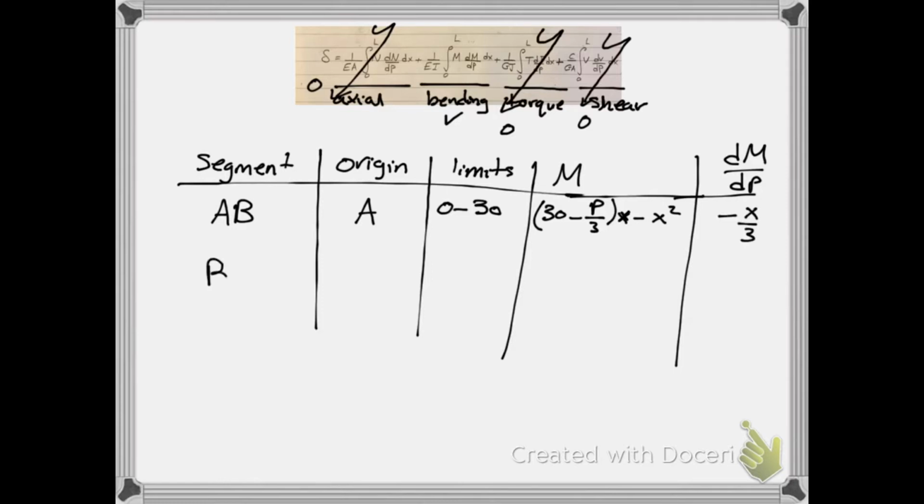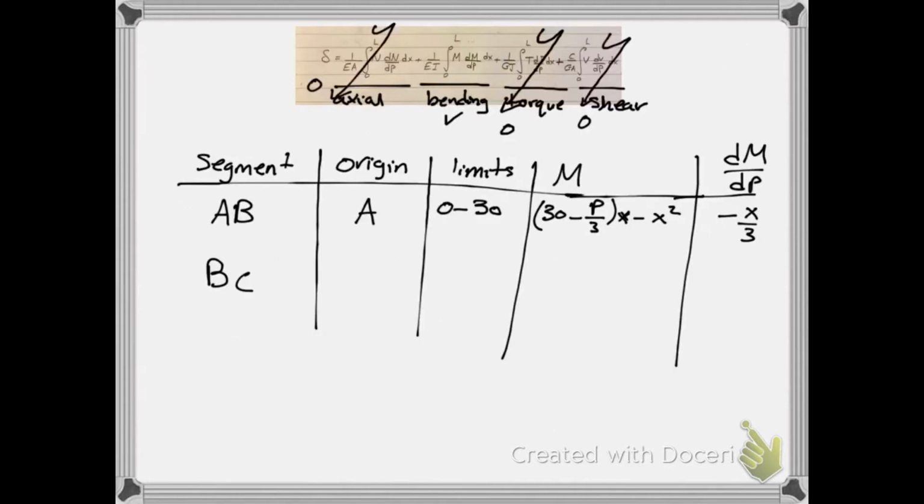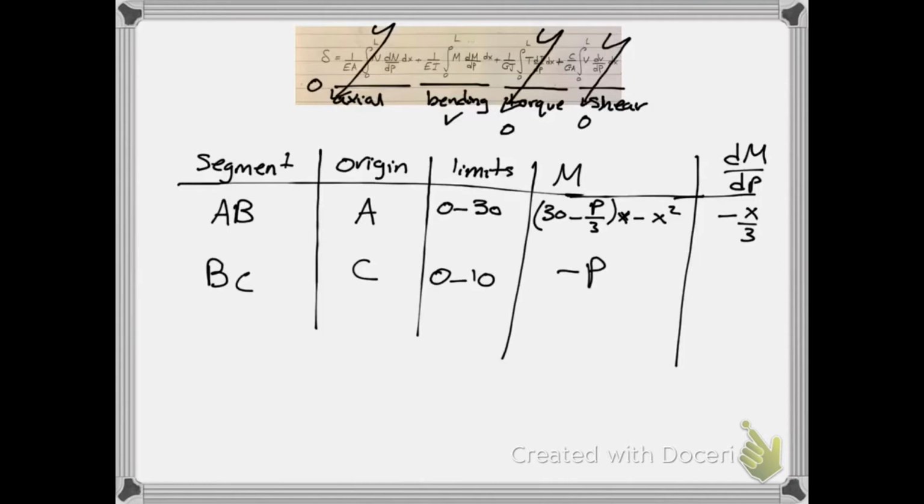So for segment BC, let's go back to segment BC. So here's C, and here's B. And the origin, we looked that way, so the origin is from C to B. Let's go back. The origin is at point C, and it starts from 0 to 10 feet. And M2 came out to be negative Px, so negative Px, dM over dP is going to be negative x.